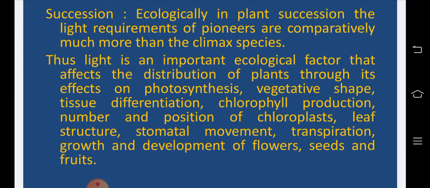So thus light is an important ecological factor. We can see how it affects the distribution of plants through its effects on photosynthesis. Light affects photosynthesis, which is a very important phenomenon in all plants. Ecologically, plants are the producers. Why? Because they are synthesizing food by a process known as photosynthesis.